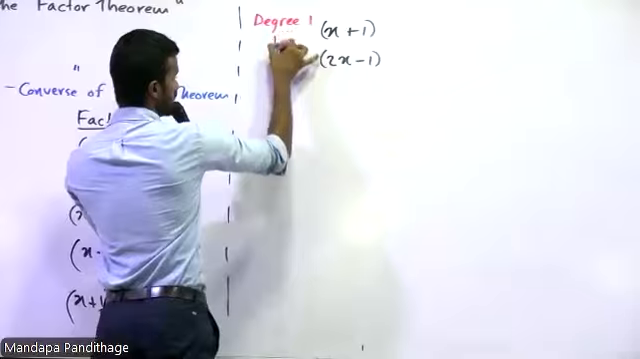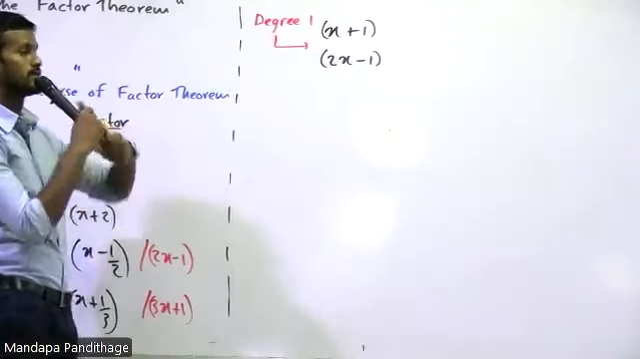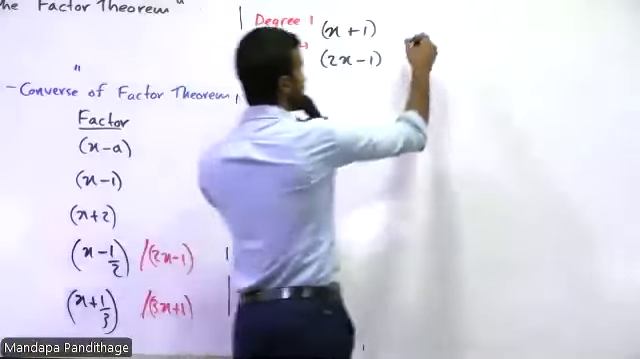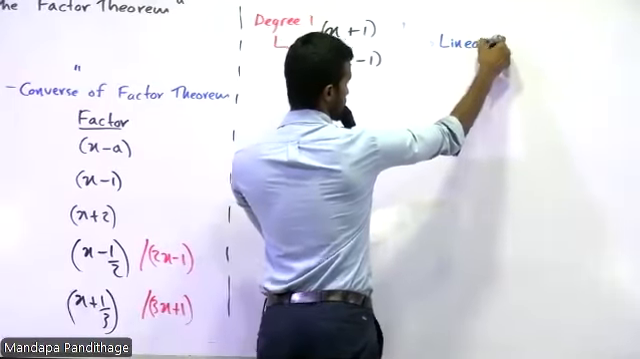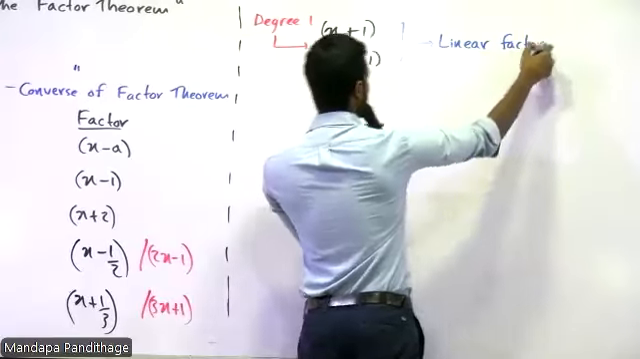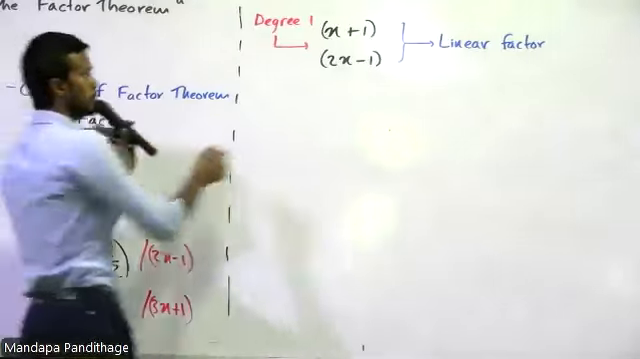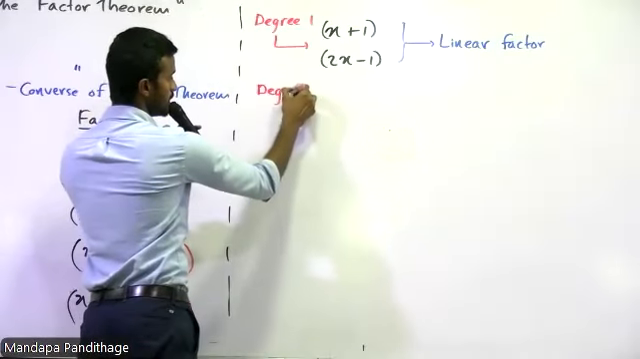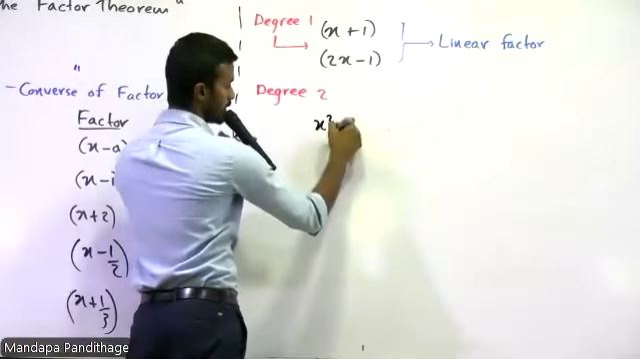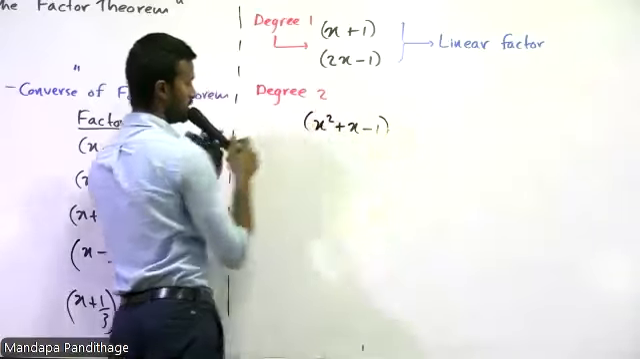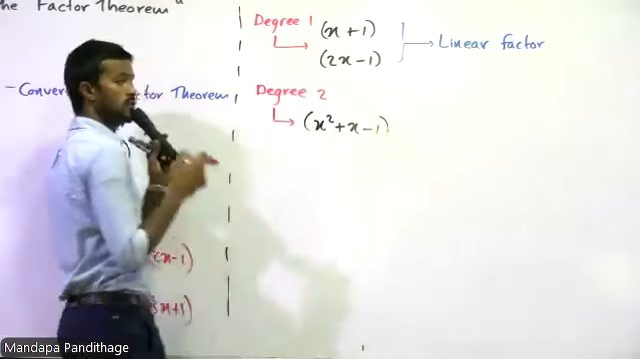So when the degree of your factor is 1, we give it a special name. We name them as linear factors. And if the degree is 2, let's say I'm having a factor like x squared plus x minus 1. So this is my factor. The degree is 2, because the degree is the highest power, and the highest power is 2.